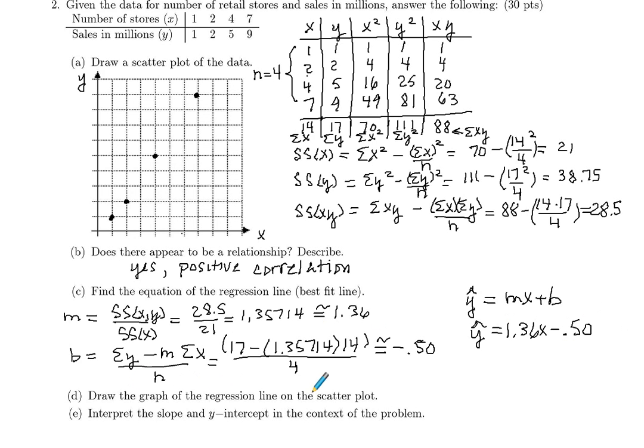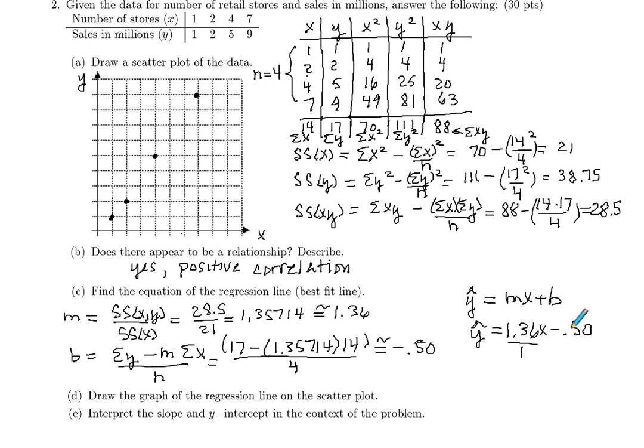Draw the graph of the regression line on the scatter plot. So start from negative 0.50, and then we want to rise 1.36 and run 1. Okay, so rise 1.36 and run 1. Well, that's a little tough here.